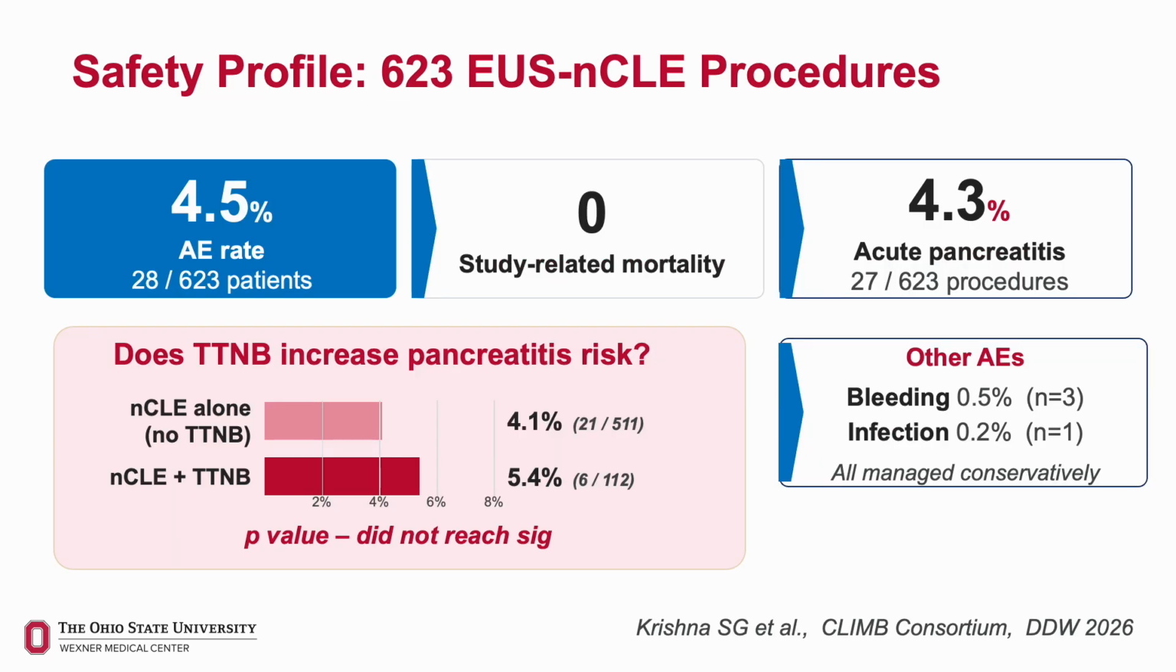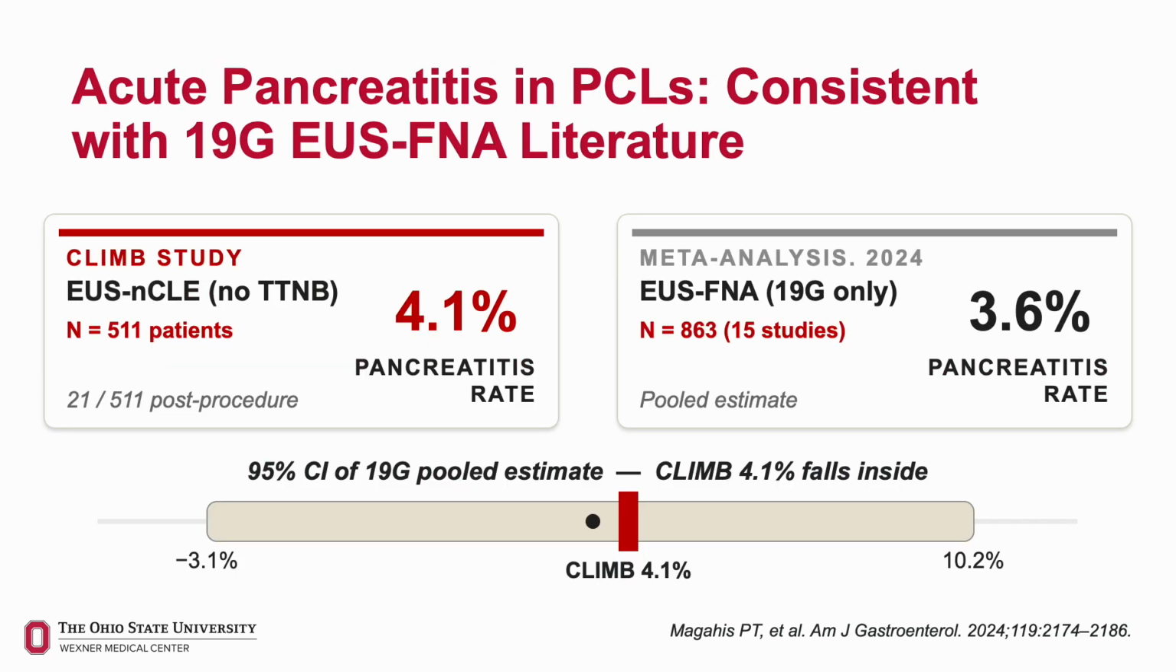Now let's talk about the adverse event rate. The overall adverse event rate was 4.5%, driven mainly by pancreatitis, which is 4.3%. But then 18% of the entire cohort had through-the-needle biopsy. When you separate those two cohorts, with endomicroscopy alone, the pancreatitis rate was 4.1%. In the combination, those who had endomicroscopy and through-the-needle biopsy, the complication rate was 5.4%, but there was no statistical difference.